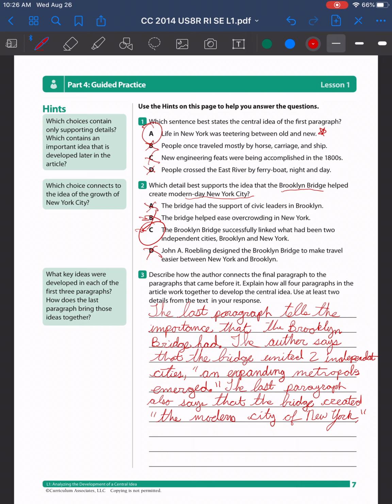So that last detail I just gave ties together the ideas that life was teetering between the old and new New York. Teetering between old and new.